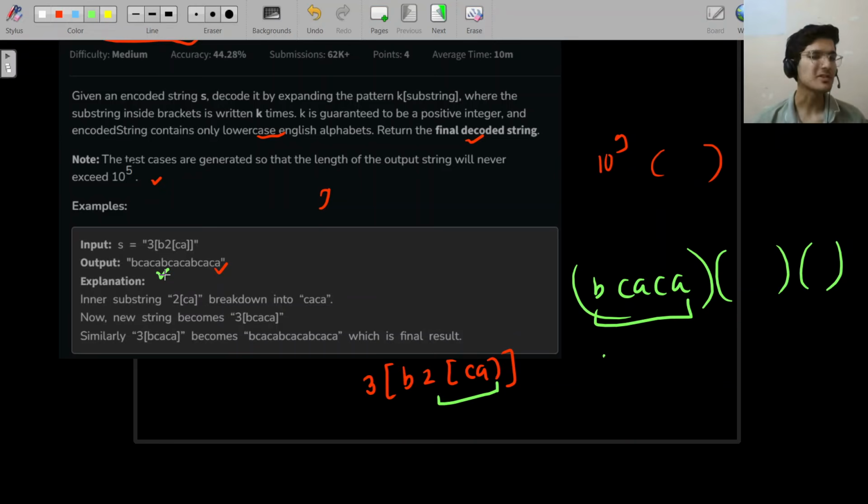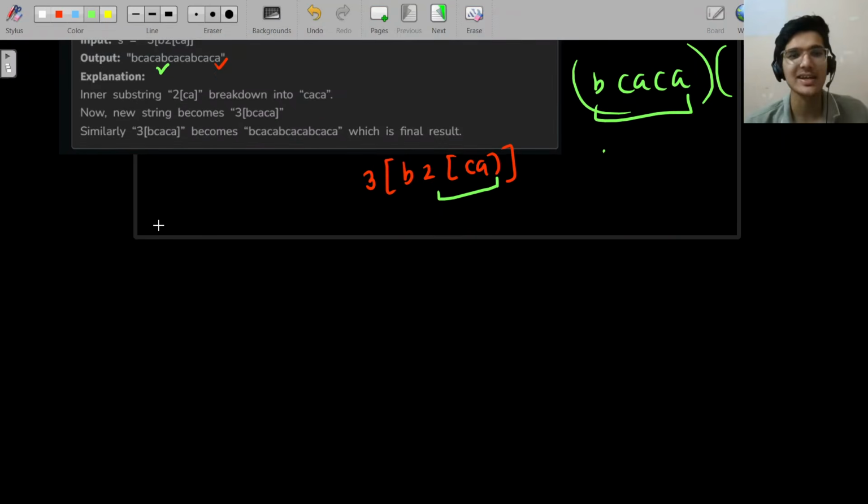So what did you observe when you see this kind of question? What intuition comes to your mind first? Oh, I need to solve the inner bracket, then outer, then outer. What does it remind you of? Have you solved these kind of problems before? Something similar, evaluating something inside. Yes, you heard it right. You thought in the right direction. This is the stack.